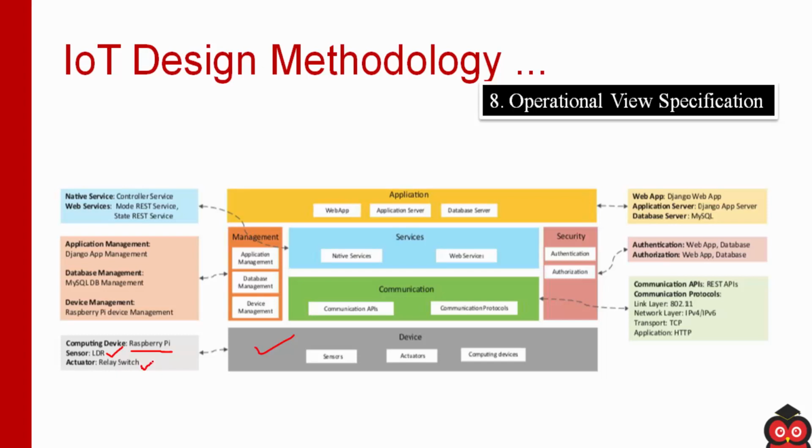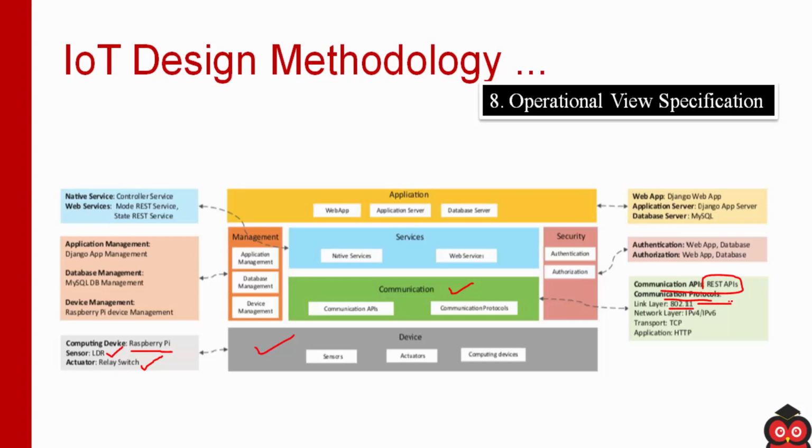Okay, and the actuator we are choosing is relay, using which we will turn on or off the bulb. Now let's see the communication protocols, the choices we are making. Communication API, we are choosing REST based APIs. And if you look at communication protocols at the link layer, we are choosing 802.11.